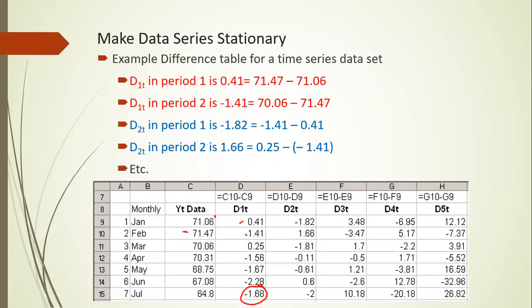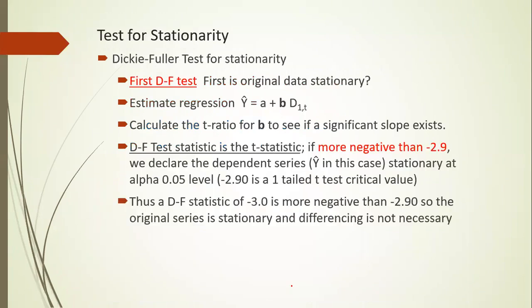D2t is again minus 1.41 minus 0.41, so it's minus 1.82, which is here, and so on. So D1t in period 1 is 0.41. D1t in period 2 is minus 0.41. D2t in period 1 is this. D2t in period 2 is 1.66. Okay, so that is how we difference the data.